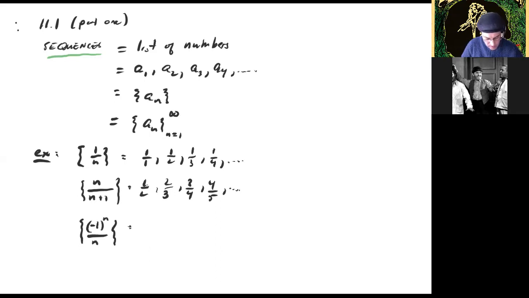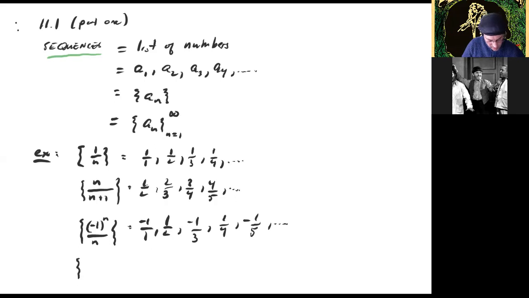Then we have another example, minus 1 to the power of n over n, and that would be the sequence: when n is 1, you get minus 1 over 1. When n is 2, you get plus 1 over 2, minus 1 over 3, plus 1 over 4, minus 1 over 5, etc. Okay, let's try one more.